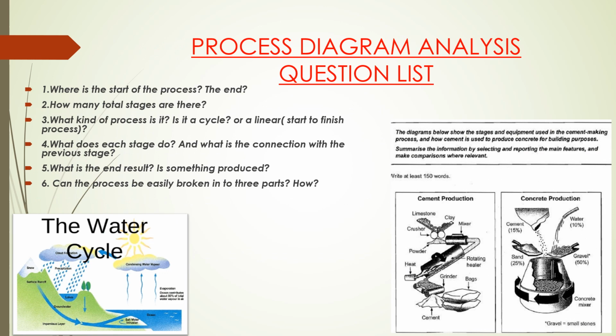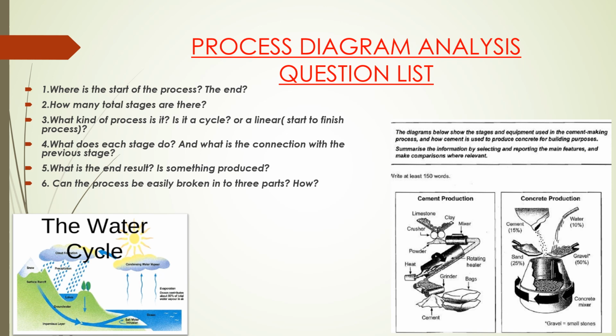Now, if a process diagram is given, what are the questions we should have beforehand? Where is the start of the process and the end? How many total stages are there? For example, if it is a water cycle or the life cycle of a butterfly, how many stages are there? What kind of process is it?